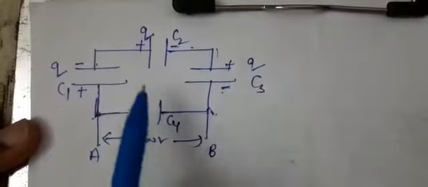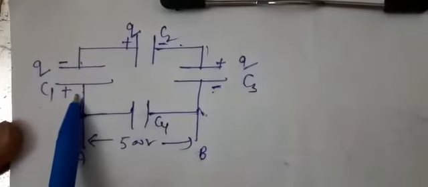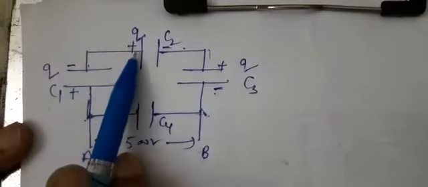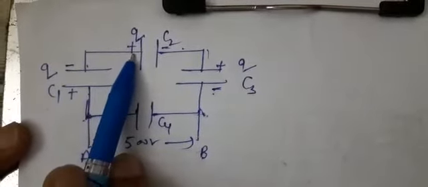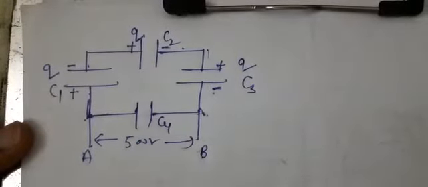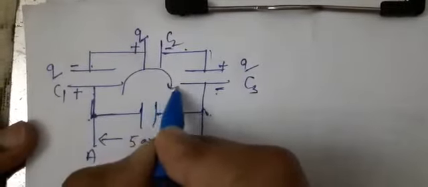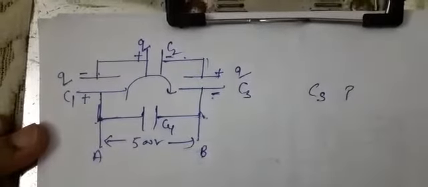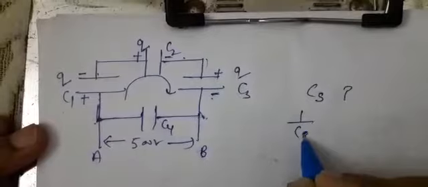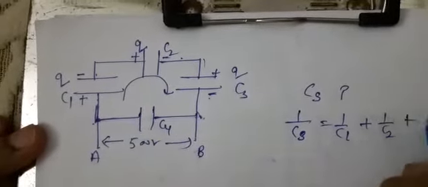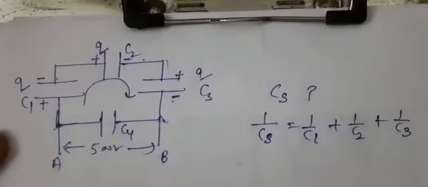We have an idea that when the capacitors are connected in series, then the negative of one plate of the first capacitor is connected to the positive plate of the second capacitor, and so on. Here, as these 3 are connected in series, CS will be the equivalent capacitance. So what is this CS? This will be 1 by C1 plus 1 by C2 plus 1 by C3.